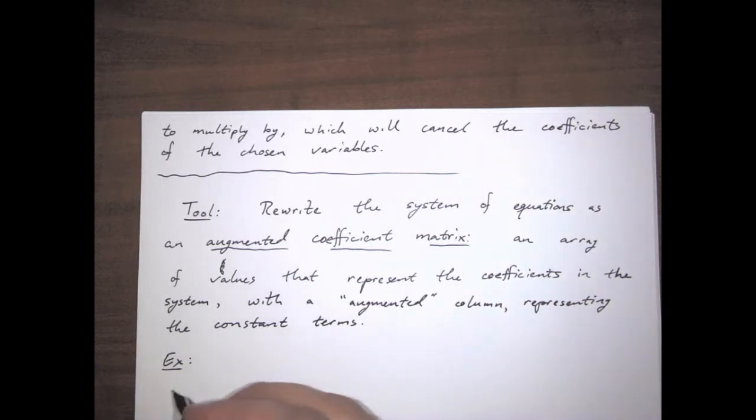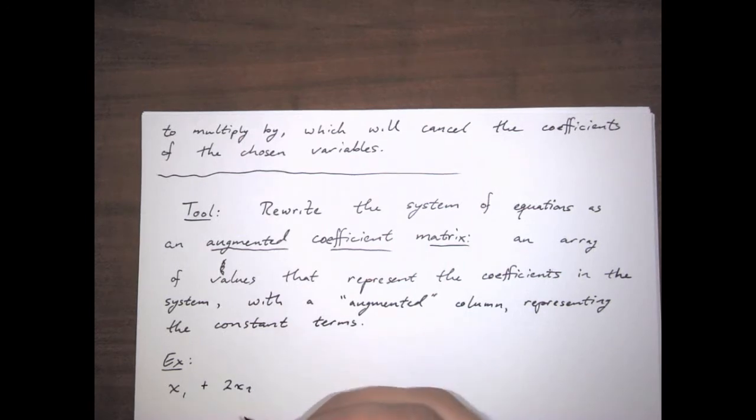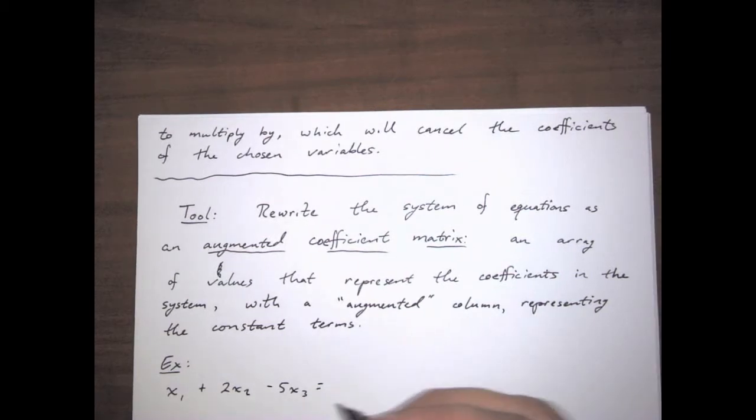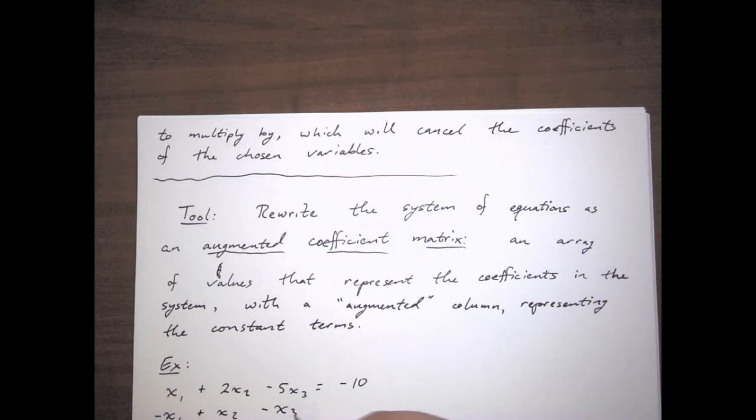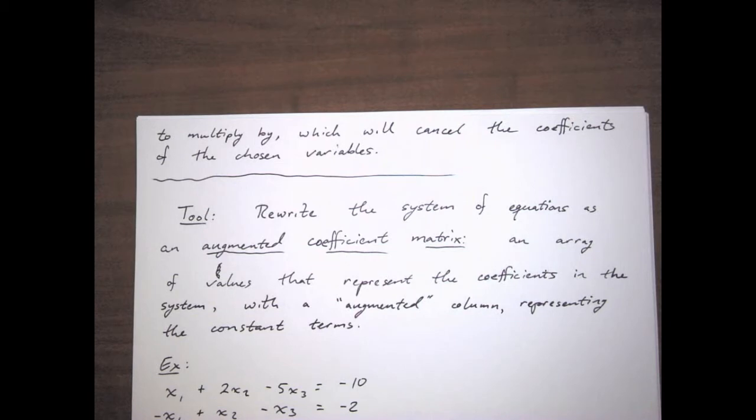So the example: if we took the system of equations that we were dealing with before, x1 plus 2x2 minus 5x3 is equal to negative 10, and then negative x1, so this is just the same system as before, plus x2 minus x3 is equal to negative 2, and then 2x1 minus 3x2 plus x3 is equal to negative 1.